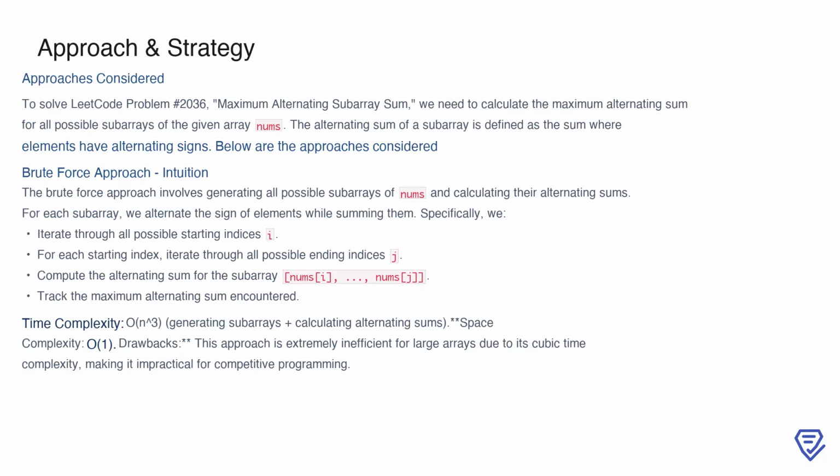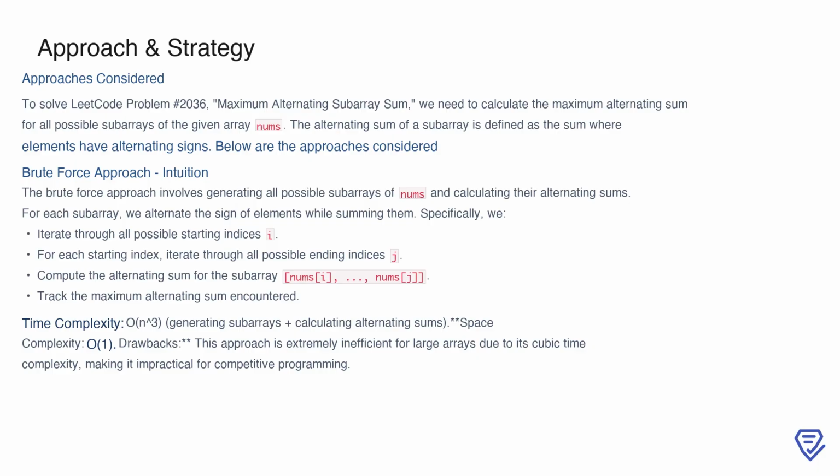To solve the problem of finding the maximum alternating subarray sum, we start by exploring the brute force approach. Here, the idea is to examine every possible subarray in the input array nums. For each subarray, we calculate its alternating sum, where the signs of the elements alternate between positive and negative. To achieve this, we iterate over all starting indices i and, for each starting index, iterate over all possible ending indices j. For the subarray nums[i] to nums[j], we calculate its alternating sum by alternating the signs of its elements as we sum them.